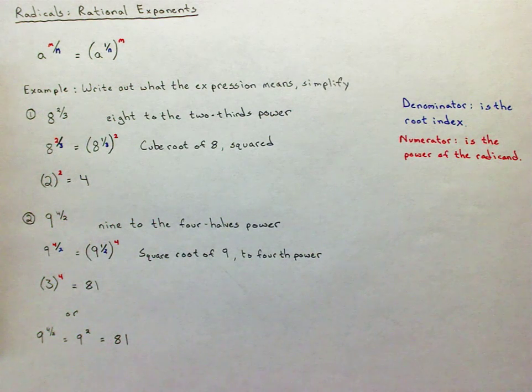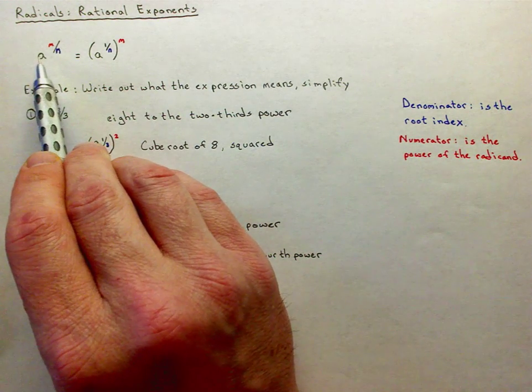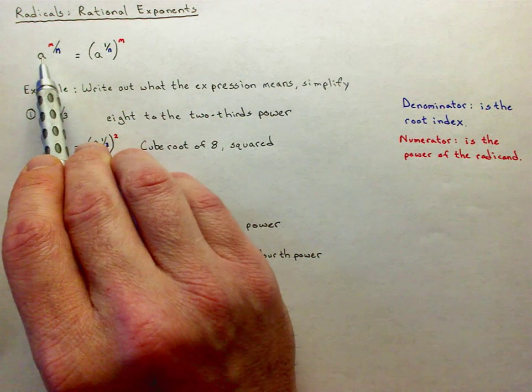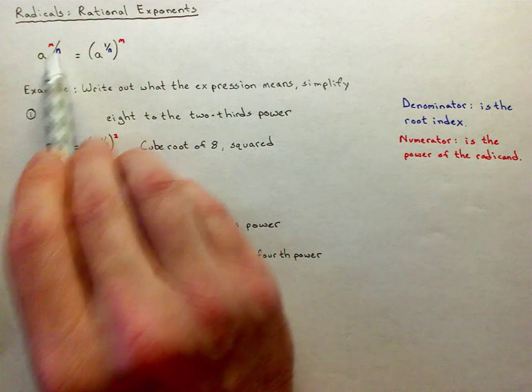Hello everyone. We're going to speak more about rational exponents in our section over radicals. Okay, our formula for converting a radical to an exponent, we covered in the previous video. And this is what we get. We get a rational exponent.